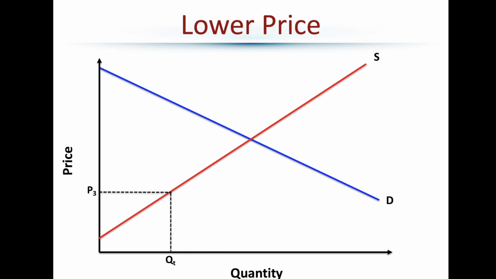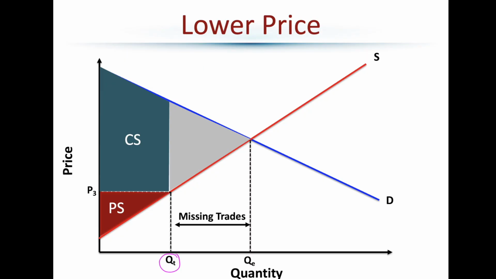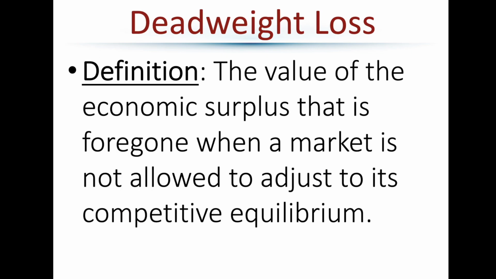If we were to impose a lower price in this market, such as price P3, this lower price means that the producers are now dictating how much is traded in the market. They're unwilling to produce the equilibrium quantity. So now they produce only quantity QT, and the producer surplus suffers, but so does the consumer surplus, also because of these missing trades that did not occur, and that is our missing economic surplus or deadweight loss. So the deadweight loss is the value of the economic surplus that is foregone when the market is not allowed to adjust to its competitive equilibrium.